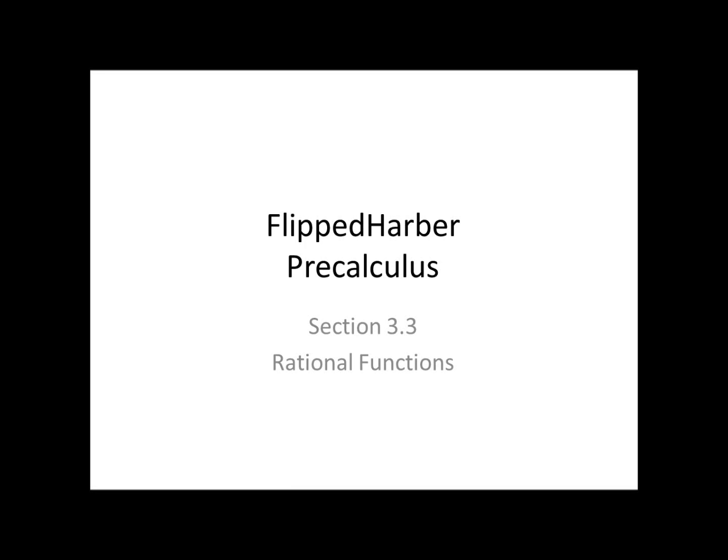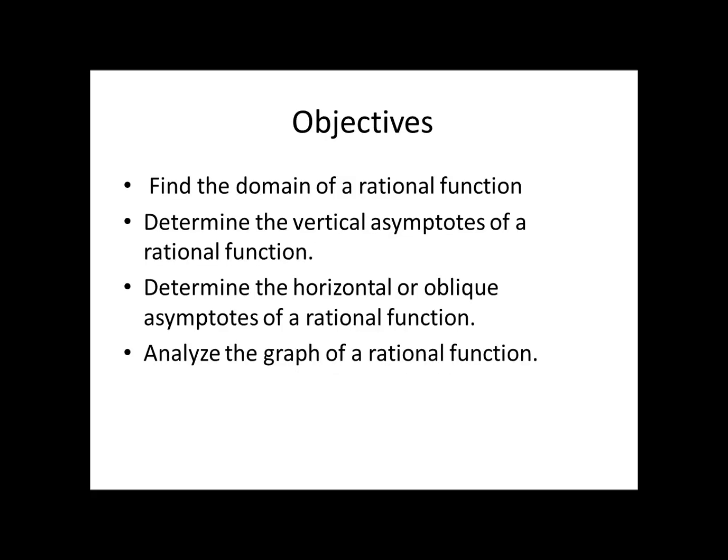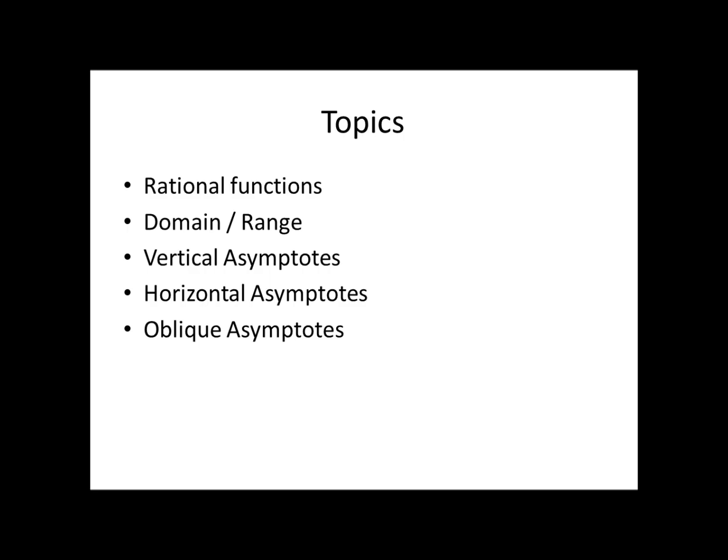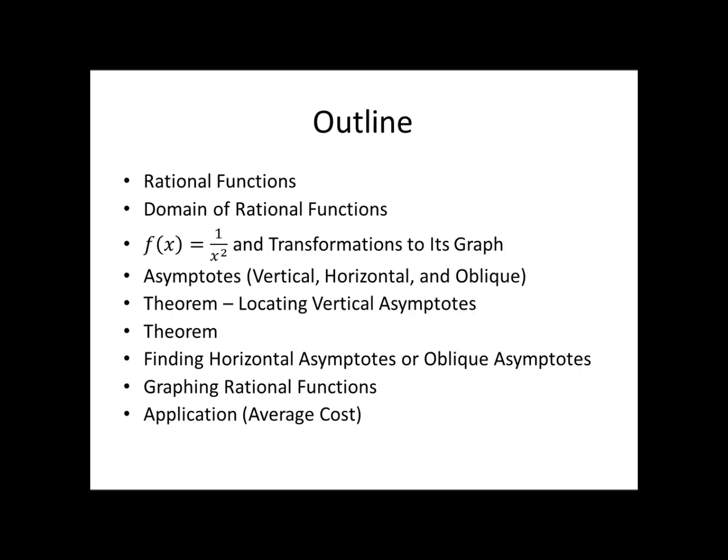In this video we'll cover section 3.3, Rational Functions. Our objectives for this lesson are to find the domain of a rational function, determine the vertical asymptotes of a rational function, determine the horizontal or oblique asymptotes of a rational function, and analyze the graph of a rational function. Our topics include rational functions, their domain and range, vertical, horizontal, and oblique asymptotes.